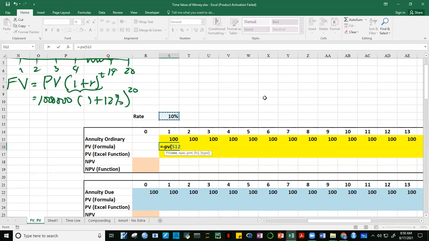Rate natin is 10%. Since I'm going to copy this to the right, column lang i-fix natin. Si S lang i-fix natin, kasi ikakopy ko siya pakanan. So hindi nagbabago yung row natin, so no need to fix the row. So that's our rate. What's our N per? N per natin is this one. After year 1, year 2, etc. Comma.